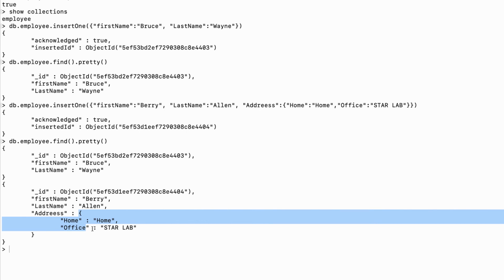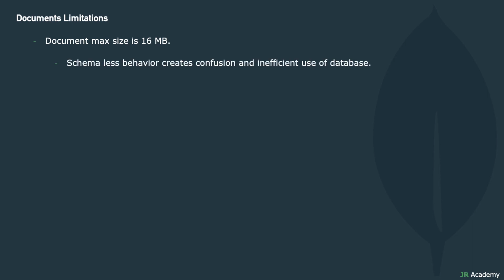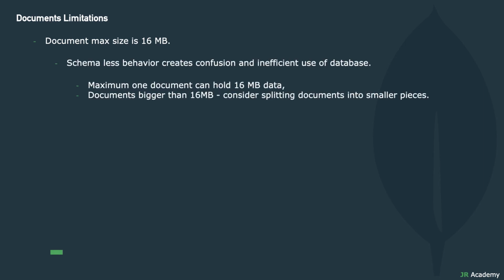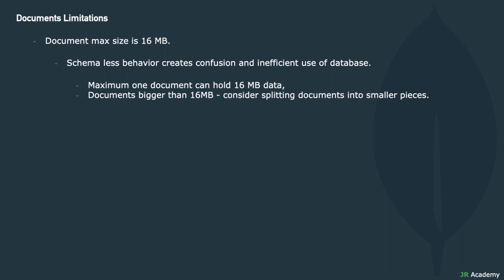But we know that all features come with some drawbacks and some limitations, right? So this schemaless behavior of Mongo has so many advantages, but it has some limitations also. This feature sometimes creates confusion or inefficient use of the database. So that's why we have a limit on document size of 16 MB. We cannot store a document of more than 16 MB. So maximum one document can hold 16 MB of data. If we have documents bigger than that, then we need to consider splitting the document into smaller pieces.